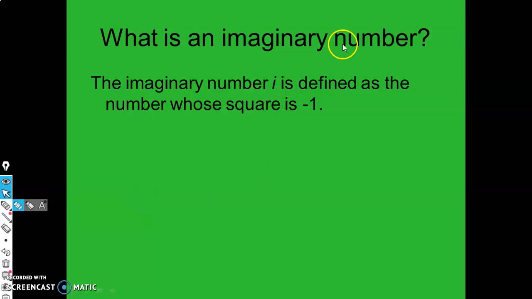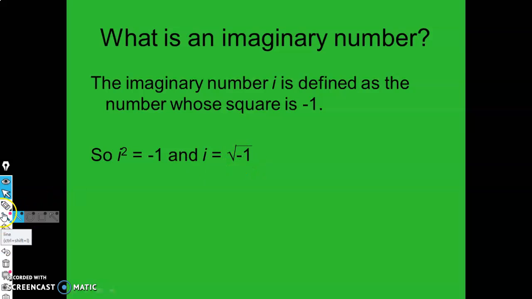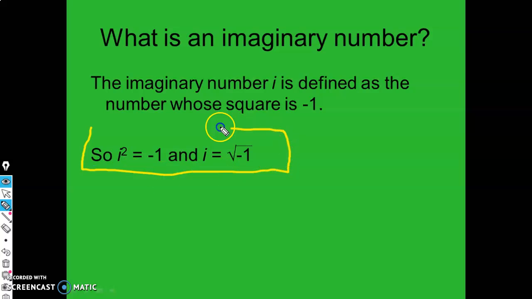Okay, so what is the imaginary number? We actually use the letter i to stand for it. It's defined by the number whose square is -1. So in other words, i squared is equal to -1. And if you square root that, that would mean that i is equal to the square root of -1. So you want to really keep track of this fact right here. This is the key for imaginary numbers, these two things: i squared is equal to -1, and i is equal to the square root of -1.